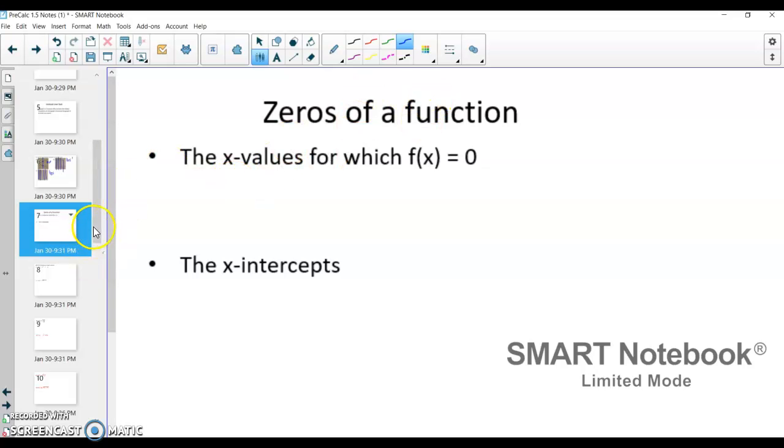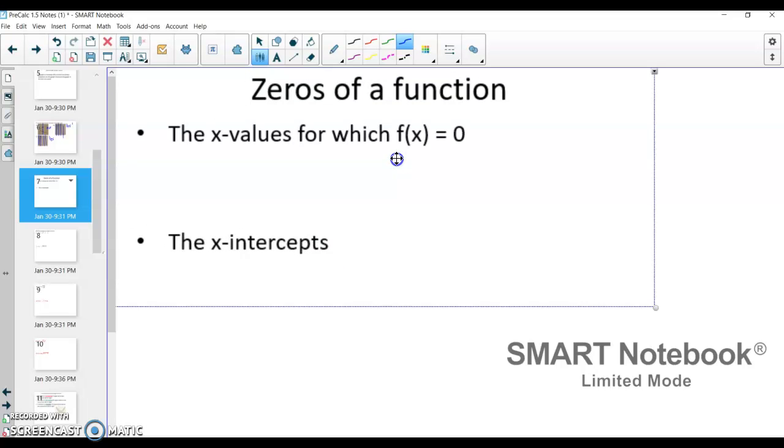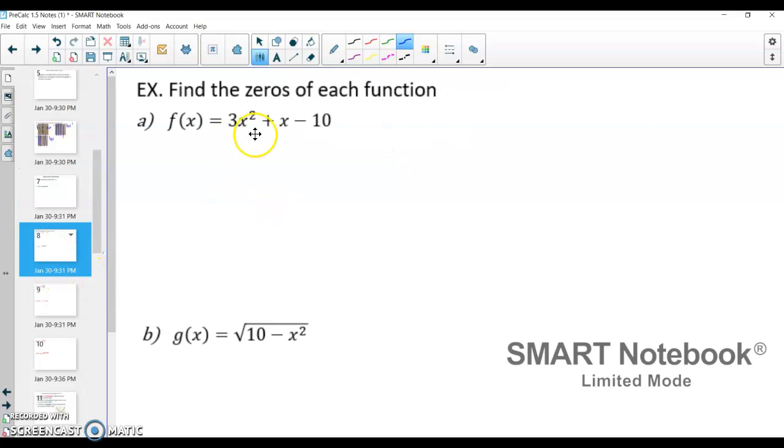Okay, zeros of a function, those are just notes. These mean the same thing, so that when you find the zeros, when you find the x values, you're finding the x-intercepts, and we're just setting our function equal to 0. And that's what we'll do here. Okay, so we're going to set this equal to 0, and then we're going to need to factor.